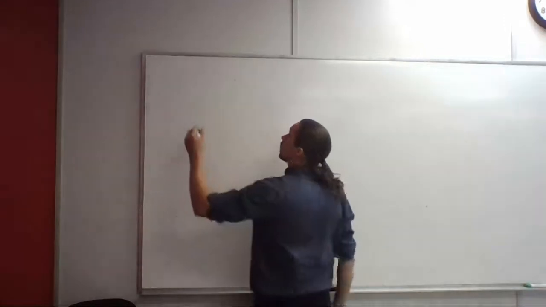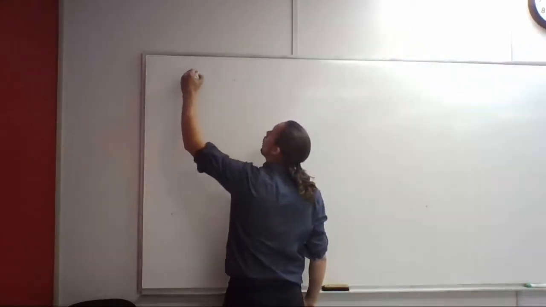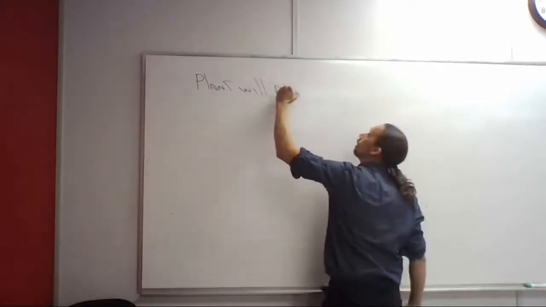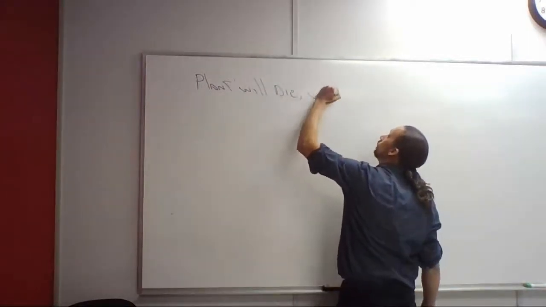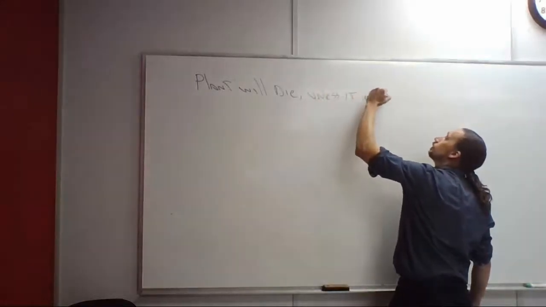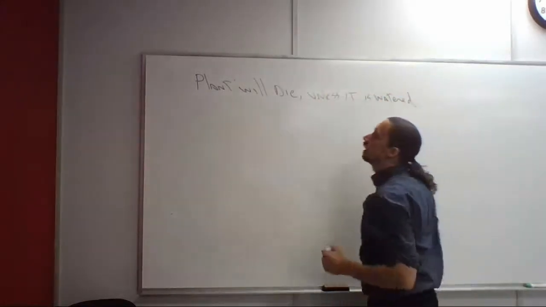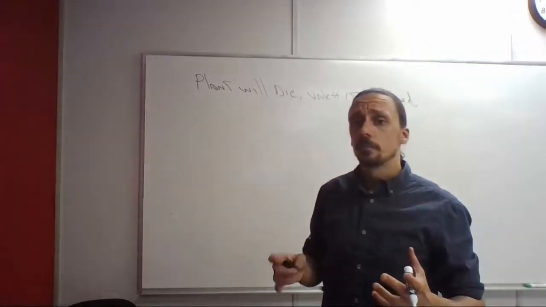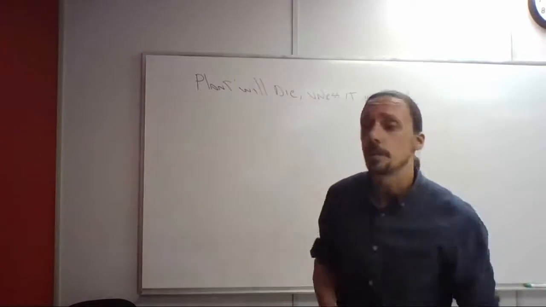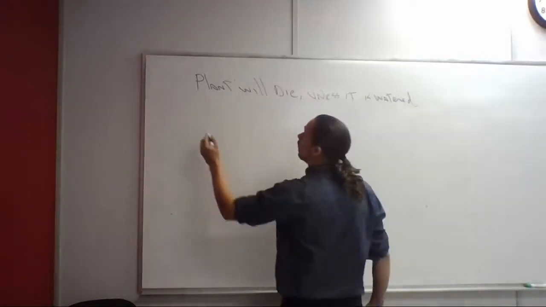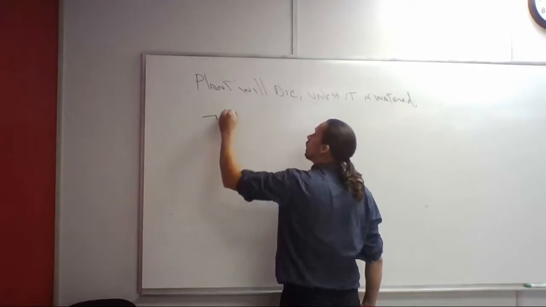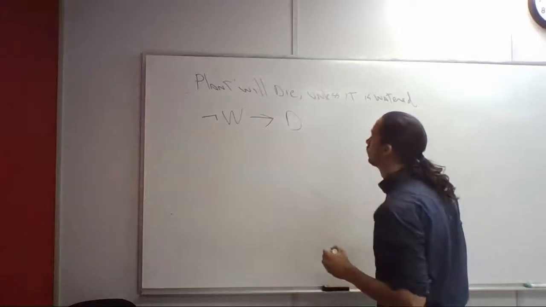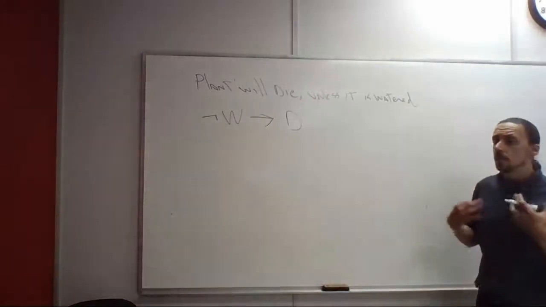All right, so the plant will die unless it's watered. This is a conditional. What kind of conditional is it? It's saying that the plant will die as a consequence of something. Unless it's watered, the consequence is that it's going to die. So one way of saying it is that if not watered, then it will die. The consequence of it not being watered is it's dying.